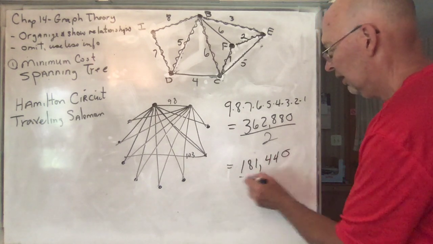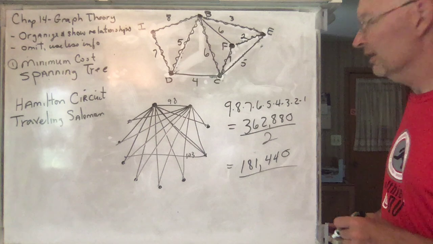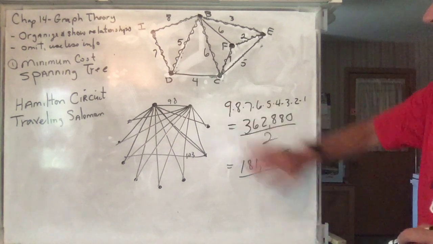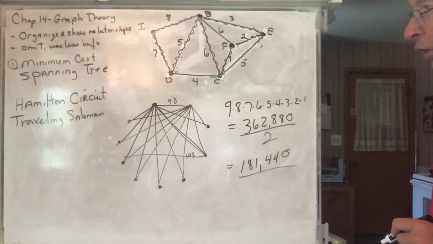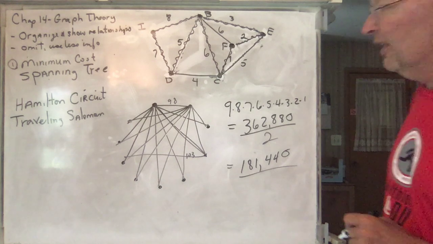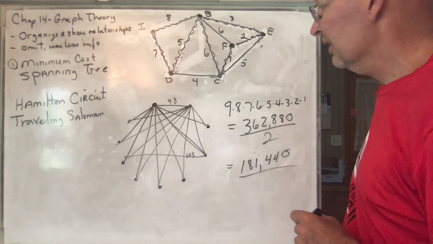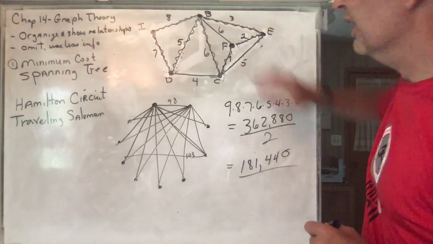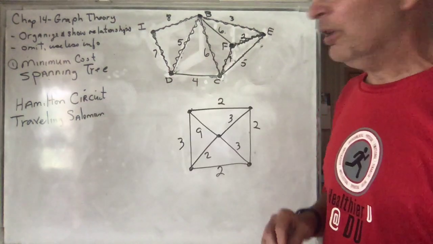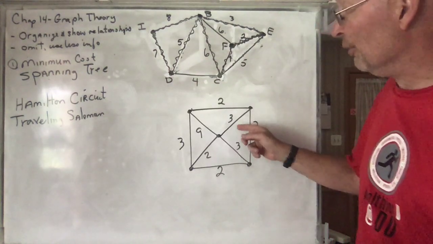108,440. So you'd have that many you'd have to try. Still a lot. So that's the only way to make sure. If you don't want to spend all that time, then your only choice is just to do something similar to what I did here. But just to show you that that doesn't always work, look at this graph.